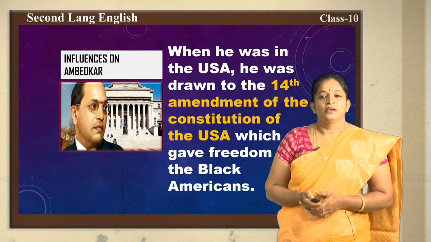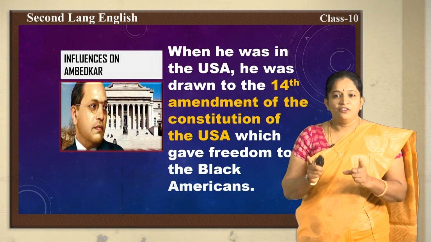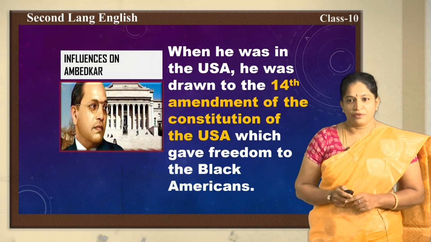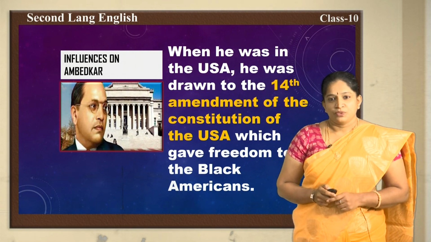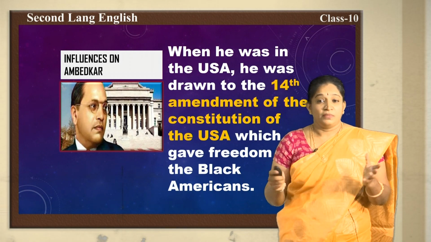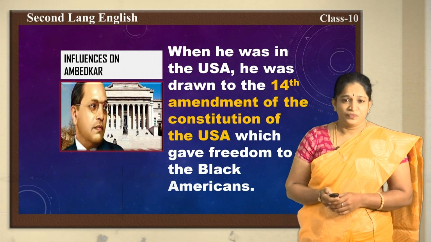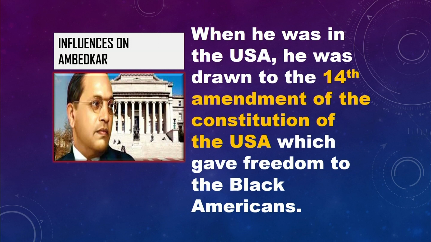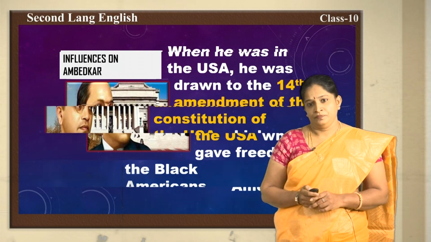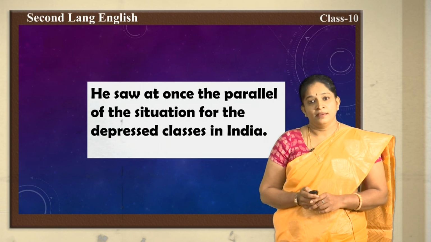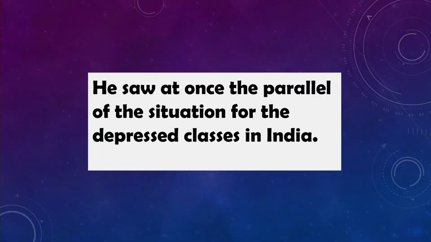Now, we shall have a look at two influencing factors in the life of Dr. B.R. Ambedkar, children. So, which are the two factors that made him a visionary in the society? The first factor is like that. When he was in the USA, he was drawn to the 14th Amendment of the Constitution of the USA, which gave freedom to the black Americans. And he saw at once the parallel of the situation for the depressed classes in India.